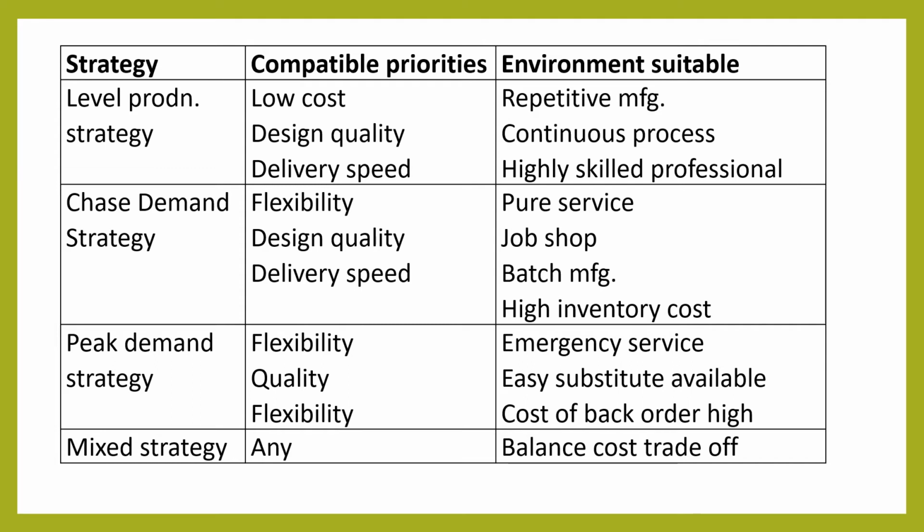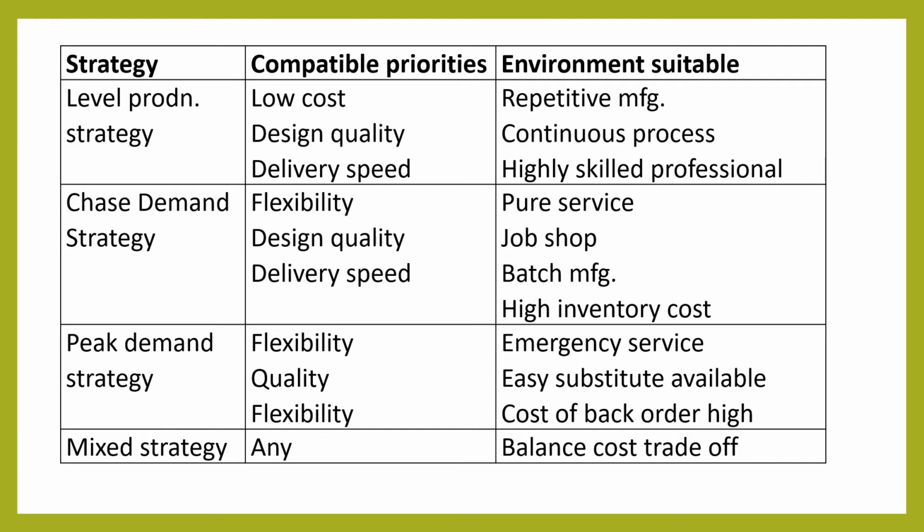Now next we have strategy, compatibility priorities, and environmental suitability. In the level production strategy, there is low cost, design quality, and high delivery service. For the environment, it is suitable for repetitive manufacturing environments, continuous process, and highly skilled professionals. Next we have chase demand strategy. So it is flexible, with design quality, and it delivers speed. It is suitable in environments with pure service, job shops, batch manufacturing, and high inventory cost.